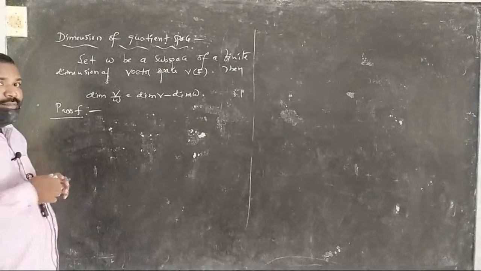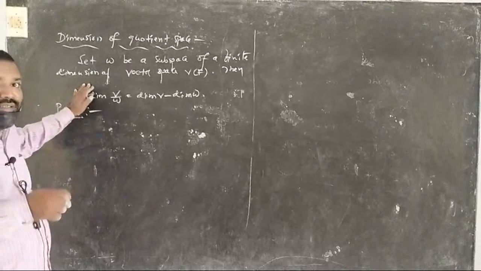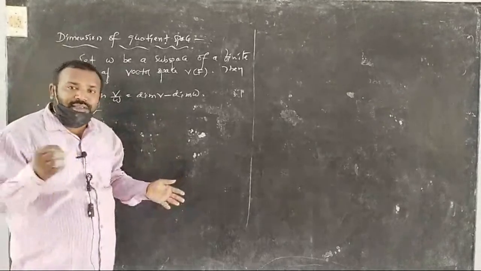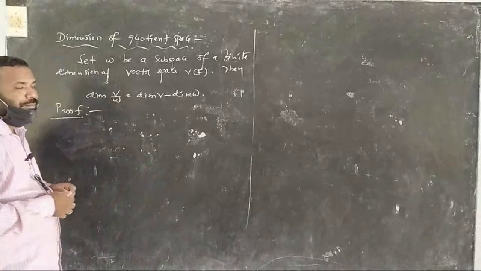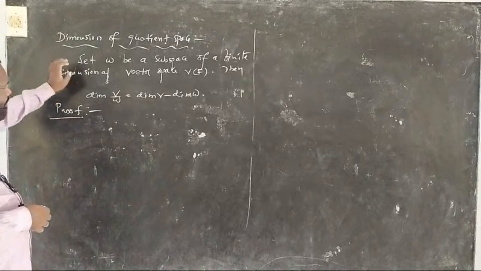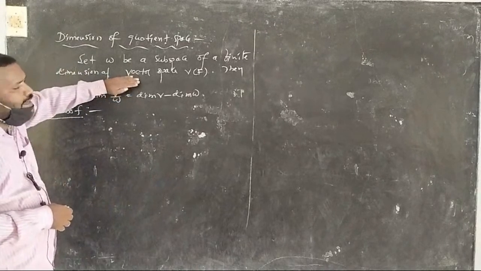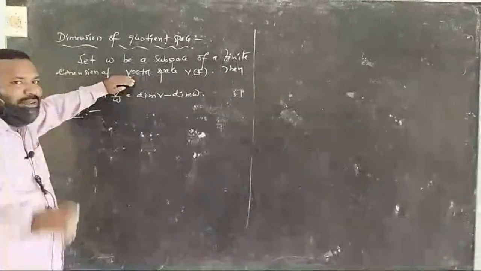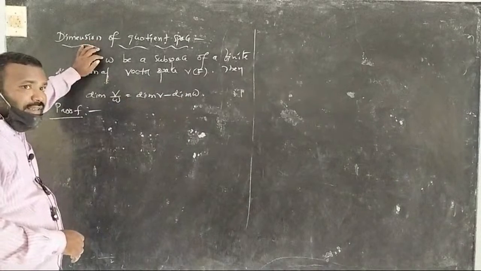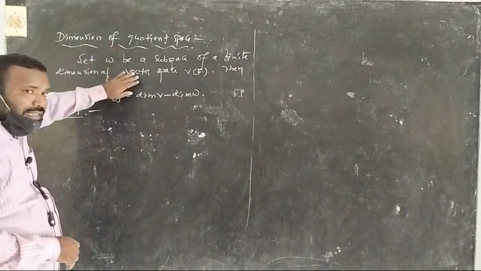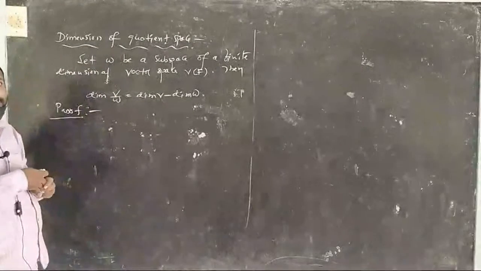There is another definition. If V is finite dimensional, there exists a finite set S such that L of S equal to V. Since V is finite dimensional, every subspace of a finite dimensional vector space is also finite dimensional. What is W? W is a subspace of V. V is finite dimensional. Therefore, W is also finite dimensional.